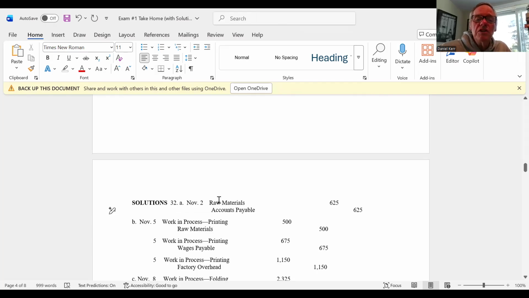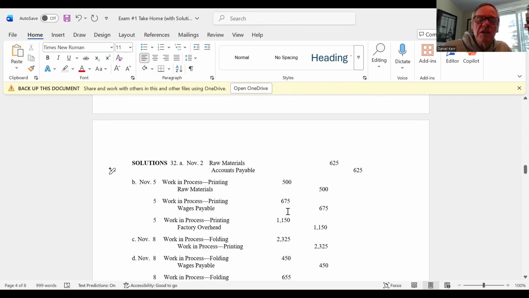Okay, you had to show the purchase of raw materials as a debit to raw materials and a credit to accounts payable. Then you had the requisition of raw materials to the printing department, so it's a debit to work in process printing and a credit to raw materials. Then you had the incurring of wages in the printing department, so a debit to work in process printing, credit wages payable. Then you had the application of overhead to the printing department, so it's a debit to work in process and a credit to overhead. Remember, your costs of manufacturing are to include materials and then labor and then overhead, so you see those costs being incurred by the printing department.